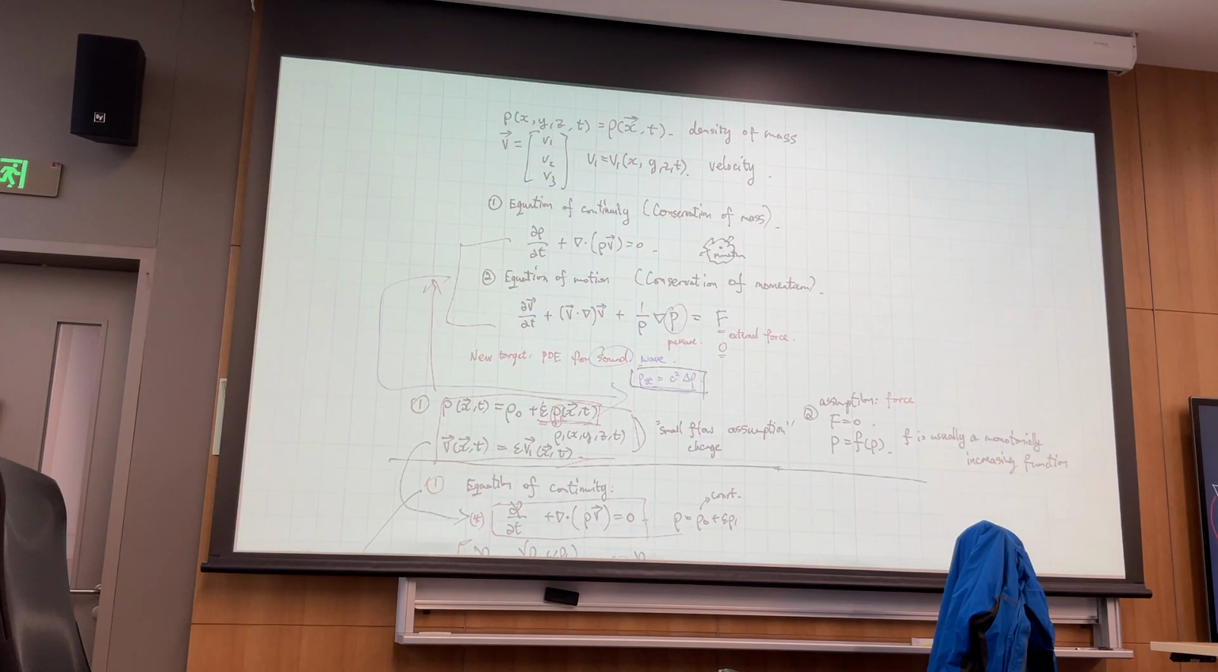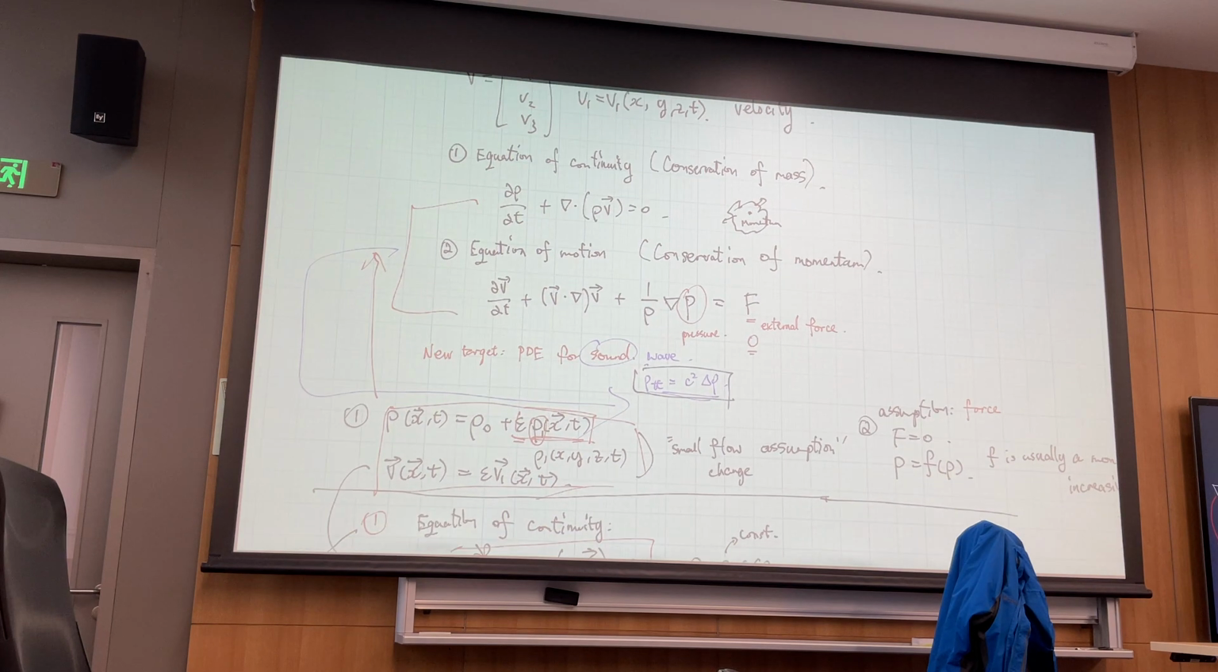First of all, we deduced the equation of continuity and the equation of motion. These two things were based on what? Just two conservation laws: conservation of mass plus conservation of momentum. That's basically saying that if you think Newton's mechanics is correct, then you can have this, and you can have this.